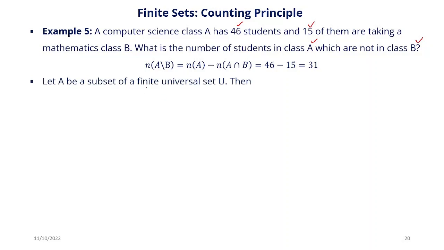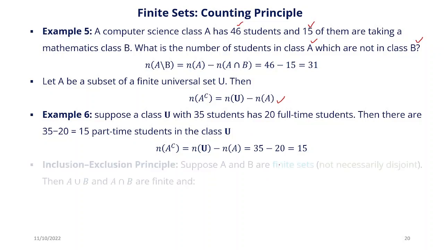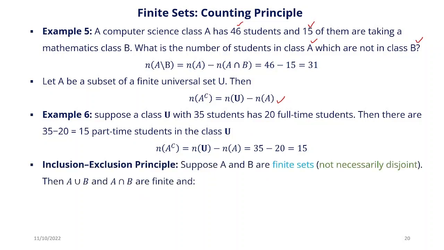Let A be a subset of a finite universal set U. Then the number of A complement is the number of the universal set minus the number of set A. Example. Suppose a universal class has 35 students, and out of that 35, 20 are full-time students. So we say n(A complement) equals n(U) minus n(A), which gives us 35 minus 20, 15, which is also obvious. Now let's look at the inclusion-exclusion principle.